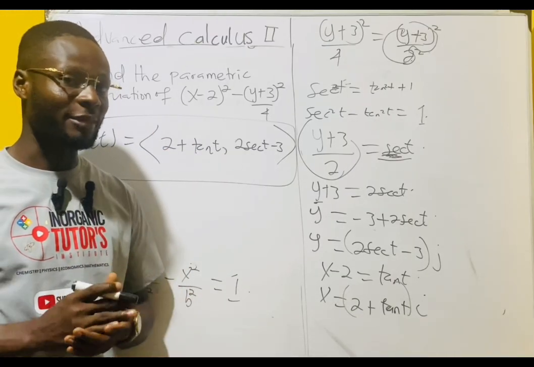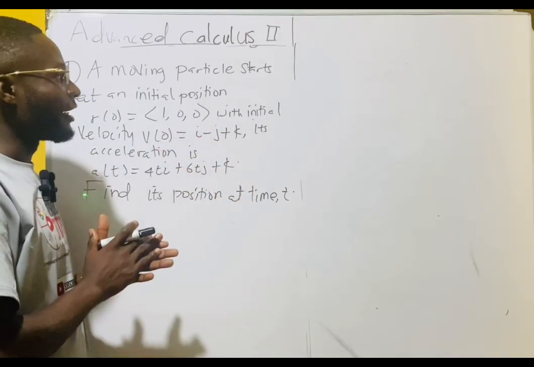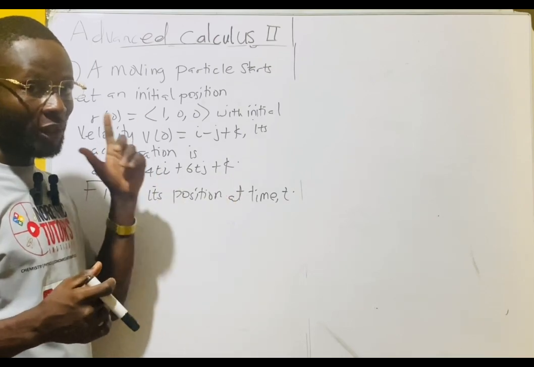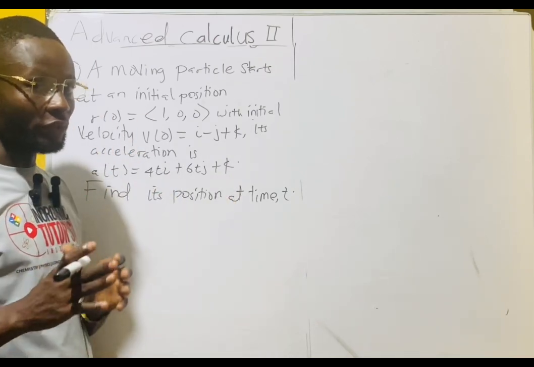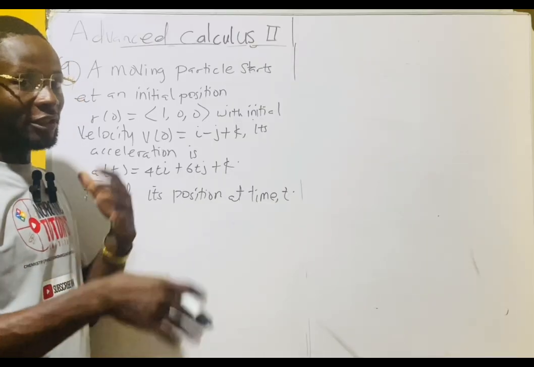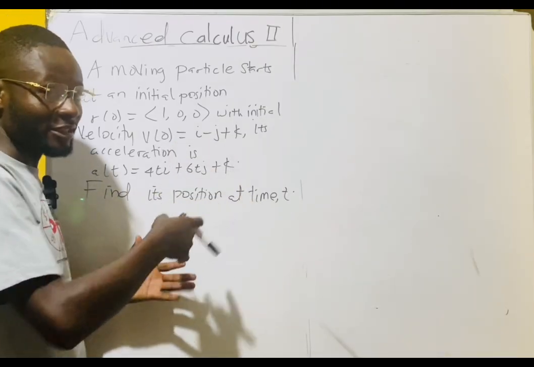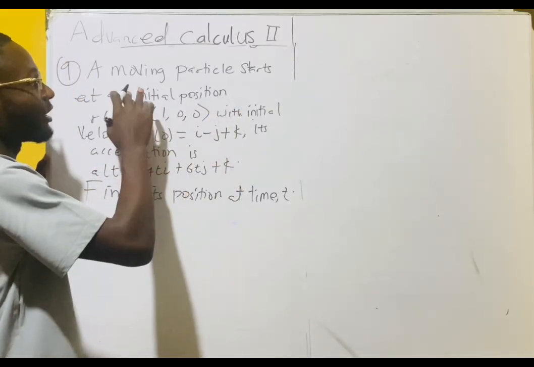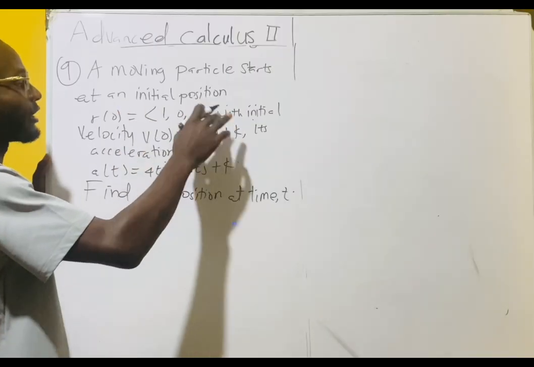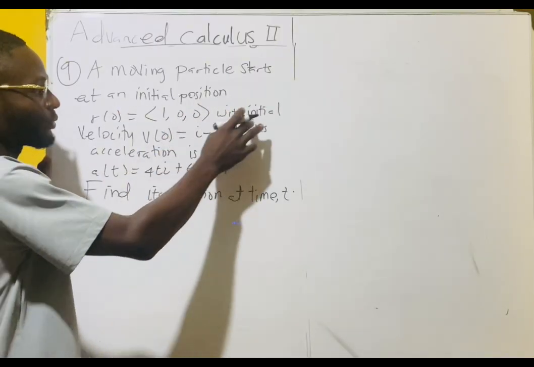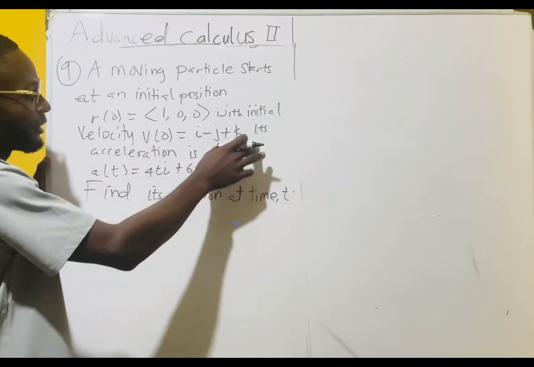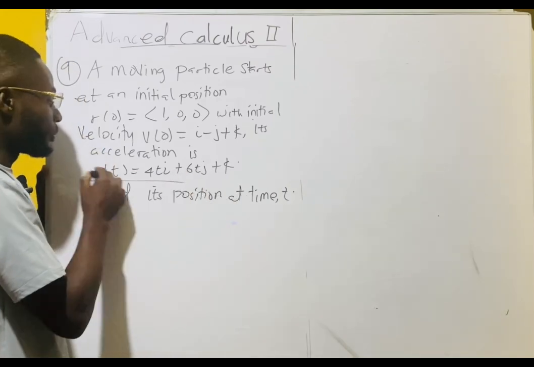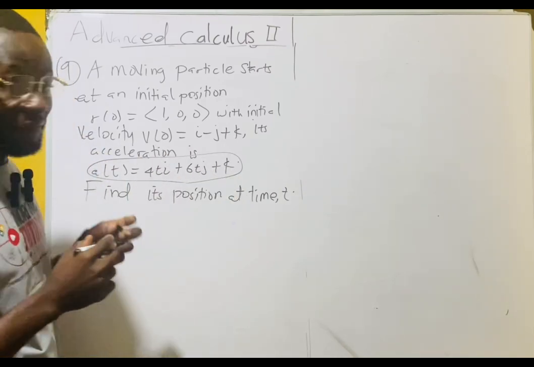Now let's move on to question number 9. I've tackled the same question in lecture 1, so I'm not going to go through each of the process. I'm just going to guide you through so that it will just be a record. You know that if you have a question of this nature, a moving particle that starts at initial position r of 0 with initial velocity, this acceleration is given, and you want to find the position at time t, what you need to do is to utilize your acceleration given.